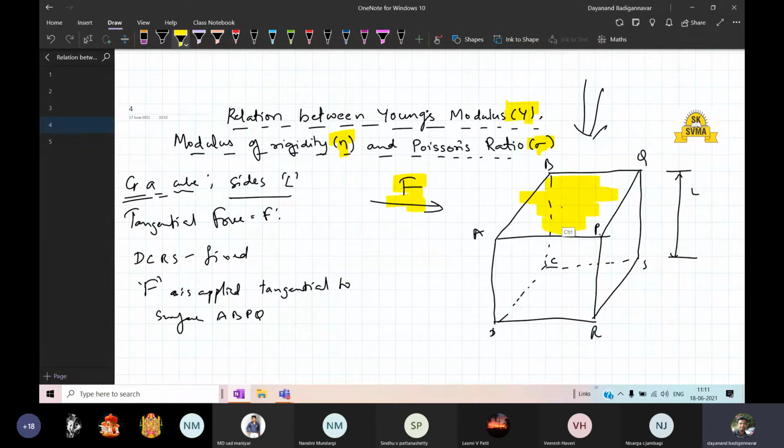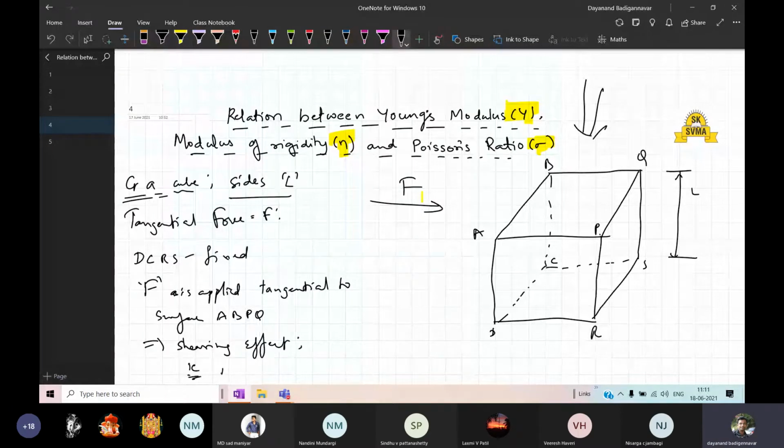Once you apply the force to the surface, there is a shearing effect. Therefore, a shearing effect takes place. Shearing effect means the surface ABPQ moves or shifts under the influence of the force. You are getting the point?